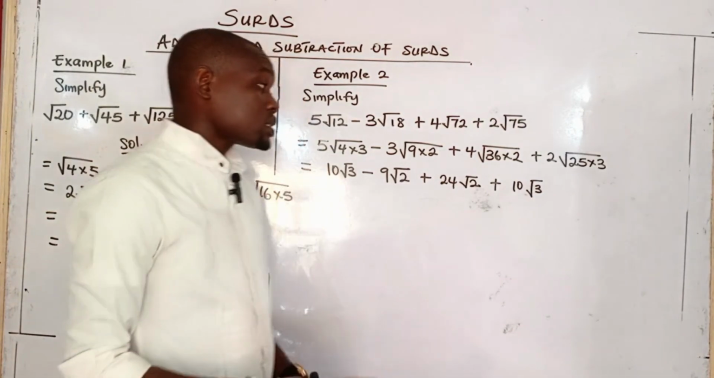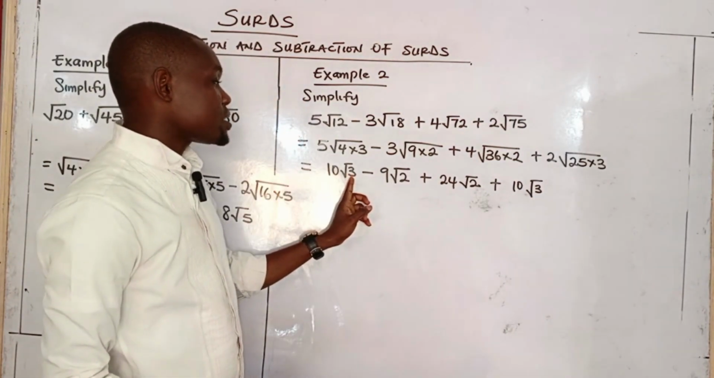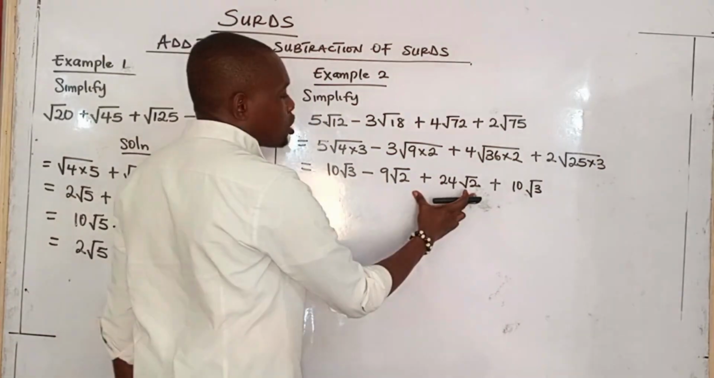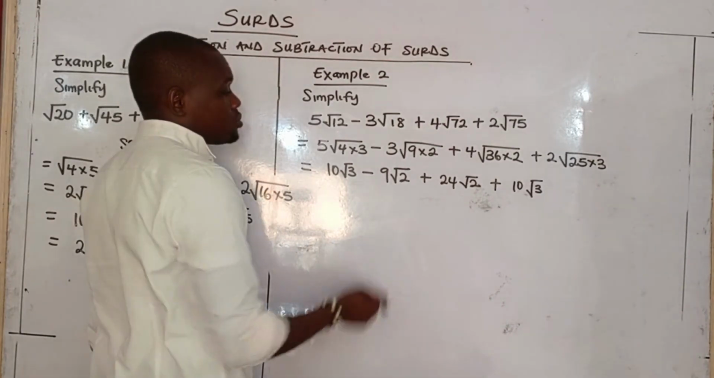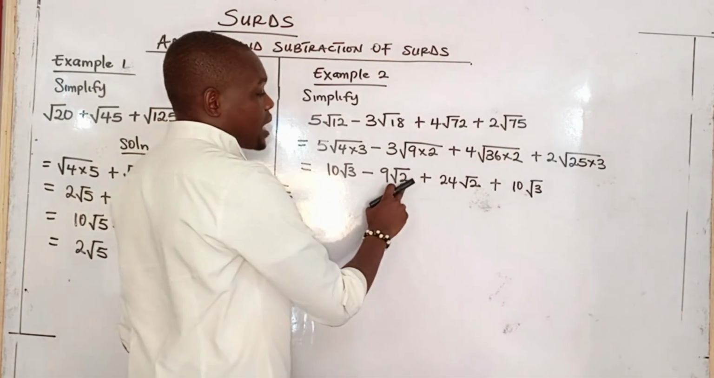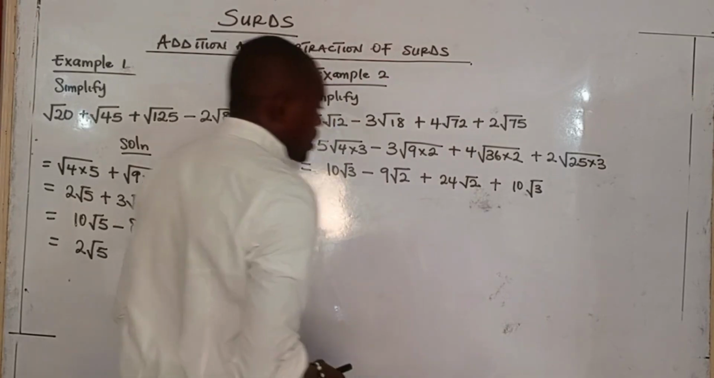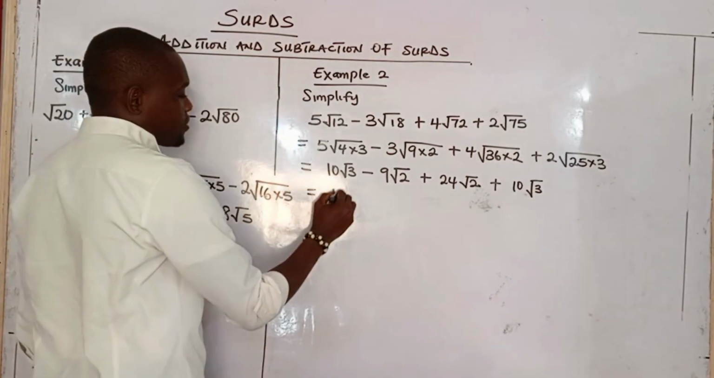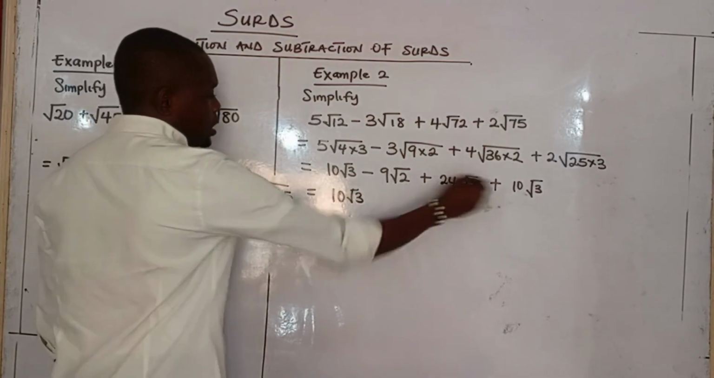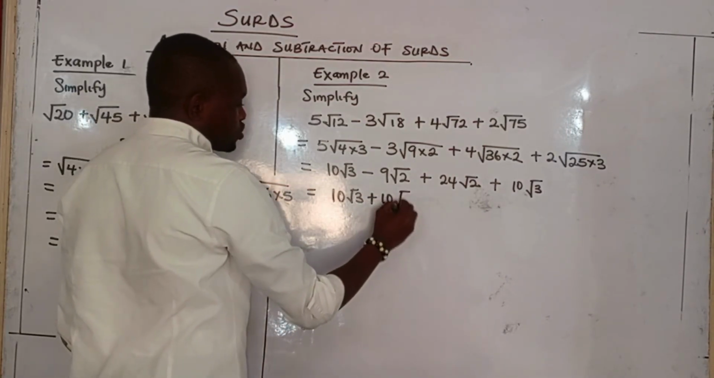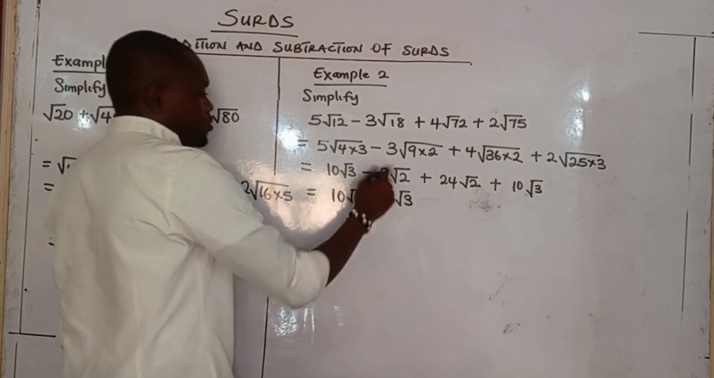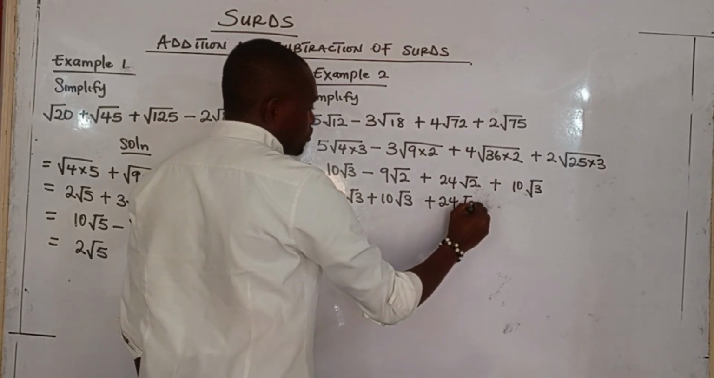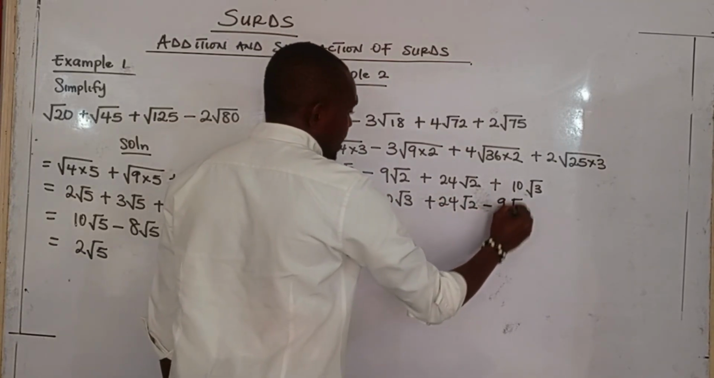Now, looking at this, you discover that the first number and the last number are similar surds because they have the same number, which is 3, under the square root sign. While the two middle numbers are similar surds because they have 2 under the square root sign. So if we bring them together, we have 10 root 3 plus 10 root 3. And if we rearrange the middle ones, we have 24 root 2 minus 9 root 2.